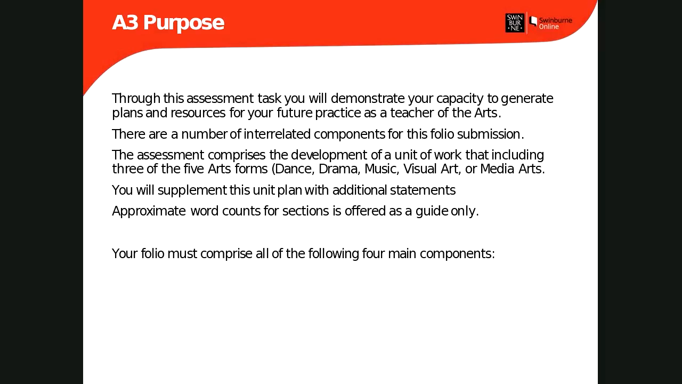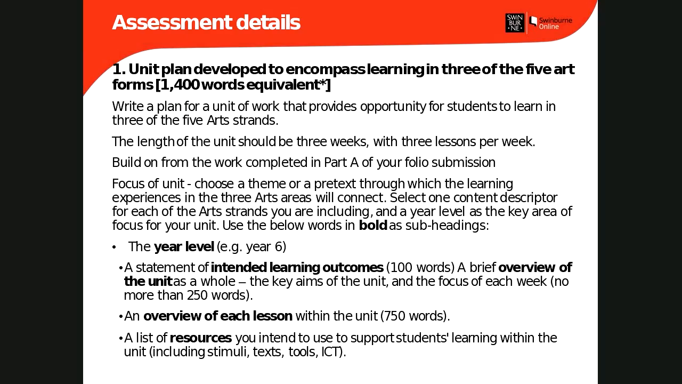The first one is, of course, the unit plan. The plan of work is where you choose 3 of the 5 art strands, and the length of the unit is 3 weeks. So imagine that you're a teacher of the arts and you have a bunch of students, you're teaching them for 3 weeks. You get 3 lessons each week, but each one of those lessons must be a different art form. So for example, you might teach dance, drama and art, and there will be a new lesson every week for those particular learning areas.